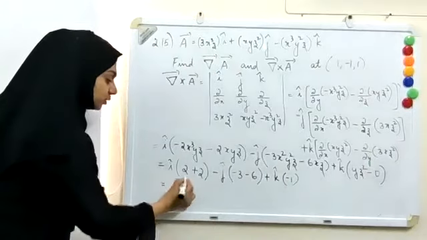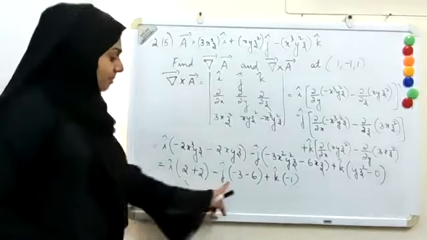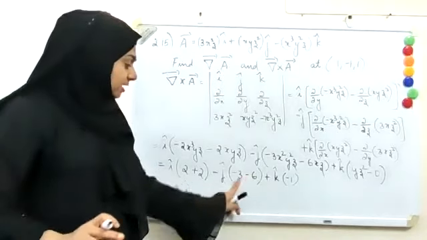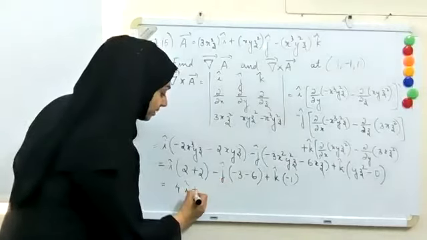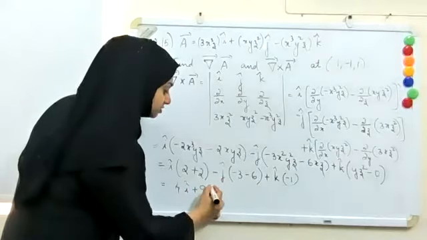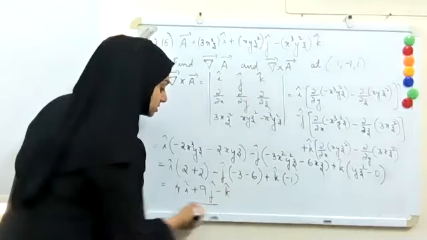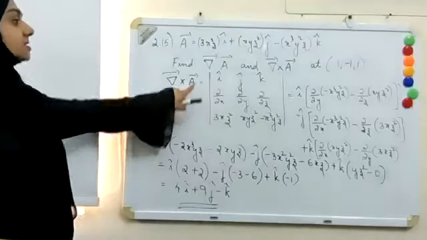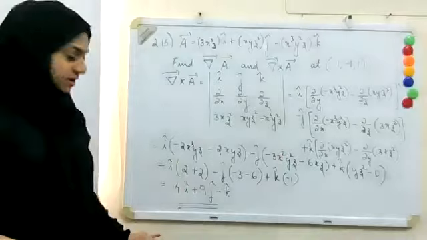So this is equal to 2 plus 2, 4, for i. Minus 3 minus 6 is minus 9, and minus 9 times minus makes it plus 9j, minus k. So this is how we can find del cross A at 1, minus 1, 1. Is this clear to you?